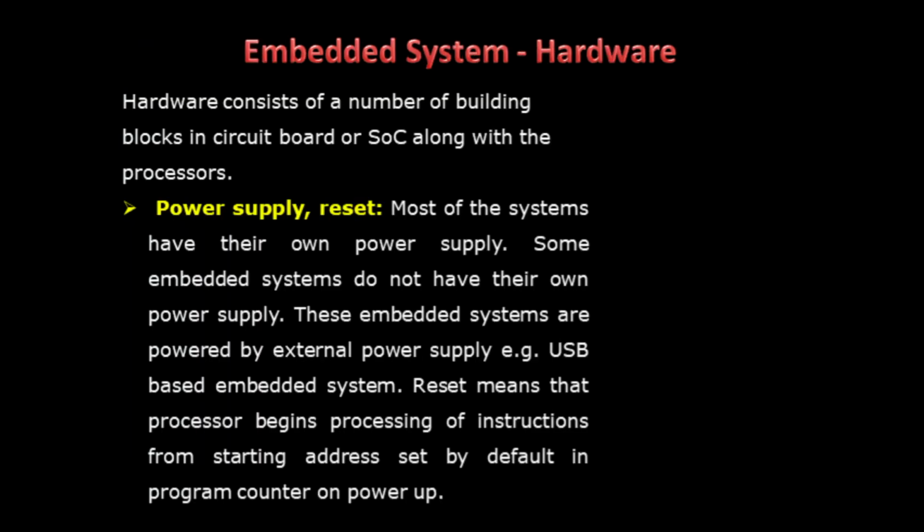First one, power supply and reset. Most embedded systems have their own power supply. Some embedded systems do not have their own power supply, and then they will require an external power supply for startup. An example is USB based embedded systems, where the power should be supplied externally. Reset means the processor starts processing instructions from a starting address. It will be set by default in the program counter register.